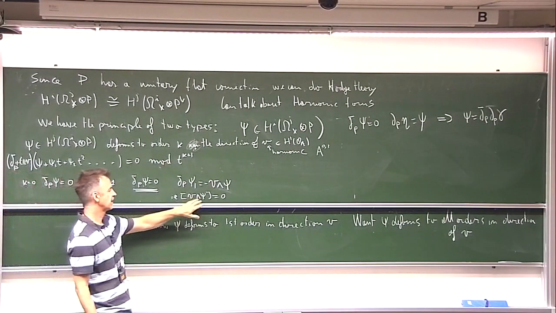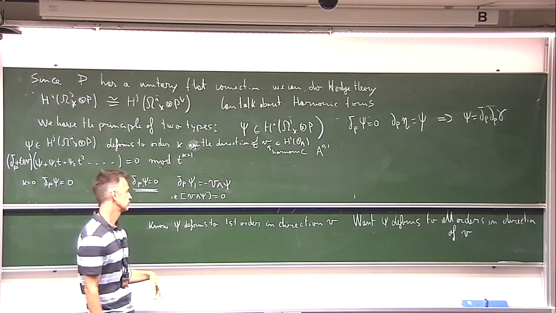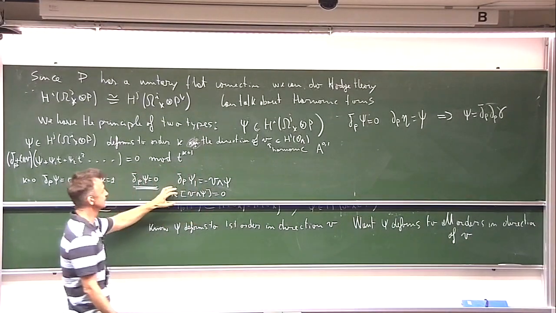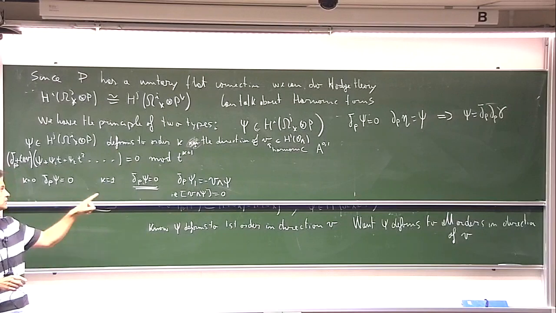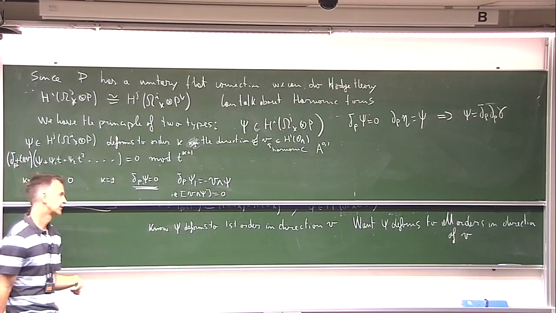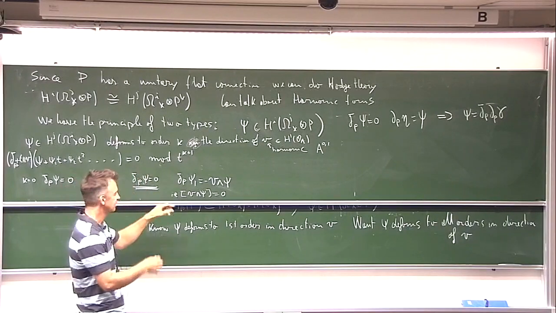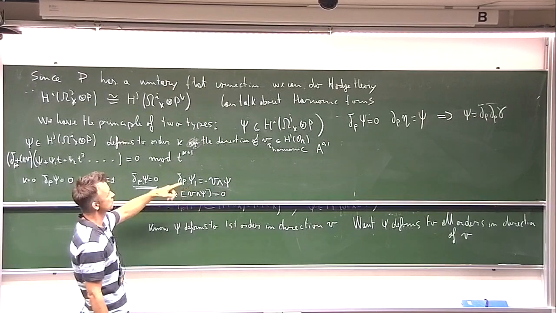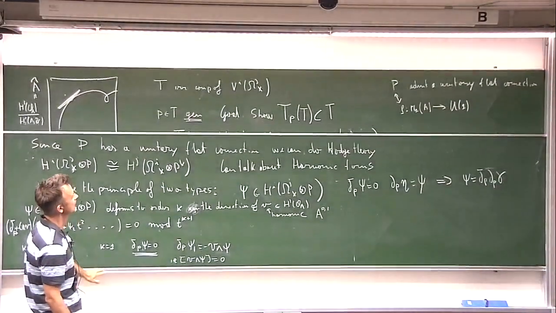This is 0 if and only if the corresponding ij plus 1 form is exact. That's all it's saying. OK, so this is what it means to deform to first order. That's what I'm assuming. Now, I want to show you that if it deforms to first order, it deforms to arbitrary order. So I already advertised the principle of two types, so I better use it. And look, I already have that. There's two ways of stating the principle of two types. Where was it? Here.